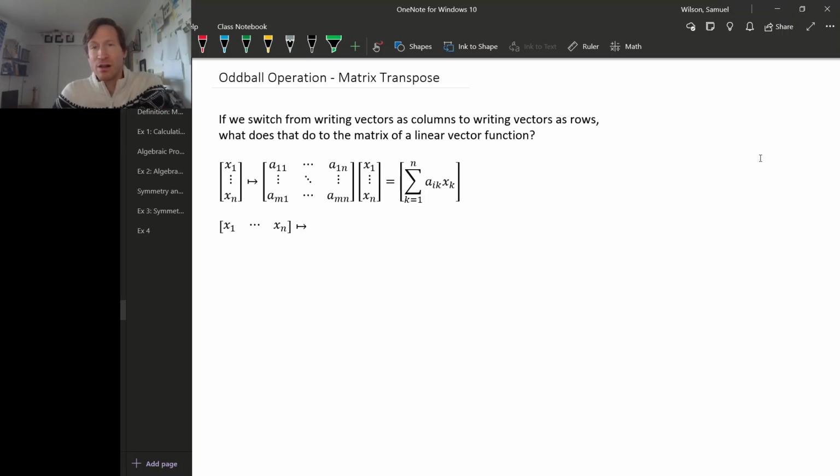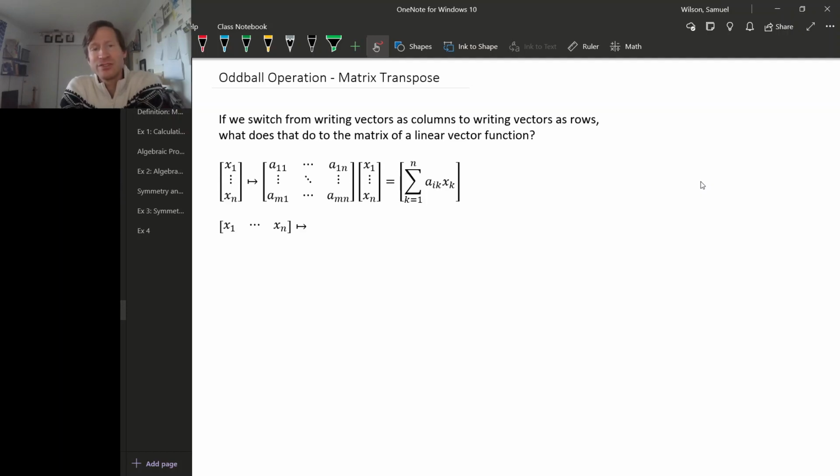We've been writing all our vectors as columns, but that was sort of an arbitrary choice. We could have written all of our vectors as rows instead. And in fact, if you switch a column vector into a row vector, that is almost like a whole new operation on vectors.